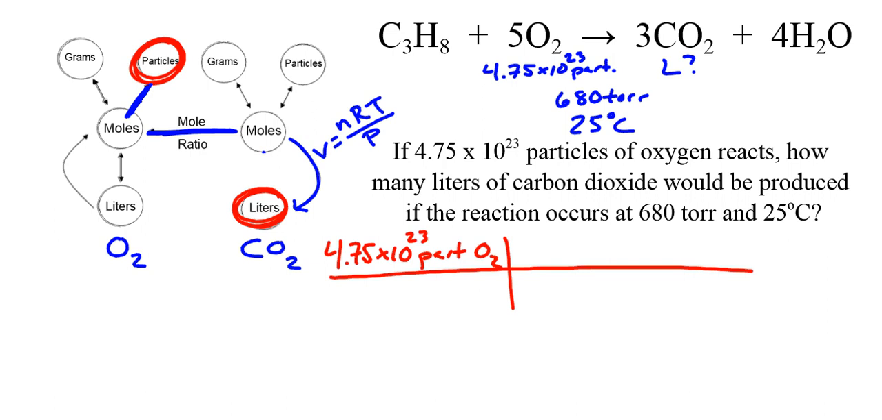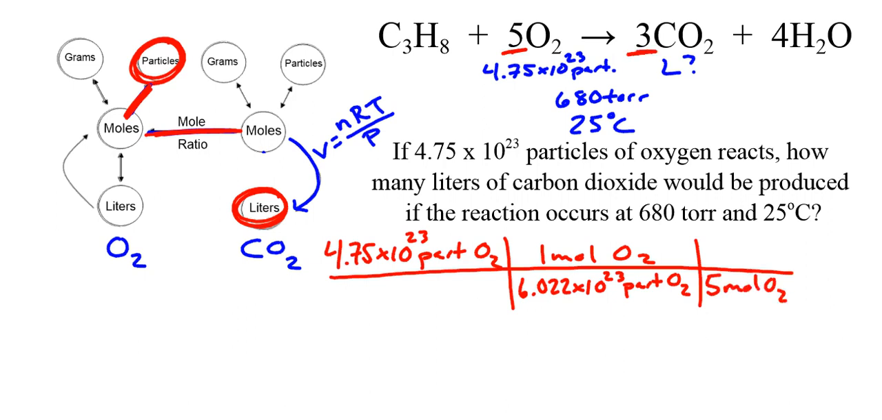Take my particles, particles go down, so I'm using Avogadro's number over 1 mole. Right, I'm right there. Now I gotta do the mole ratio. So for every 5 moles of O2, I have 3 moles of CO2. I run out of room a little bit, so I'm going to write it down here.